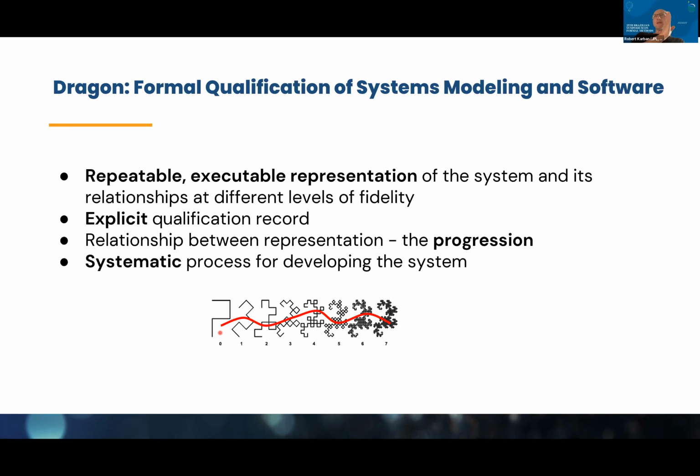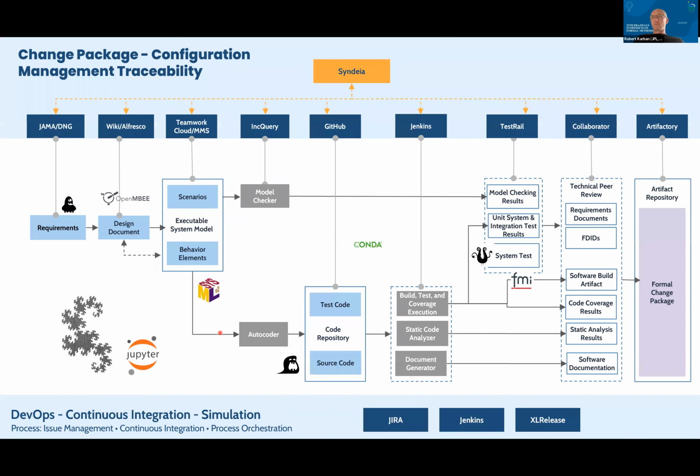Our belief is that if we pursue the systematic qualification with these digital pipelines, we get that qualification record out of the box. With the change package management and the pipelines that produce the artifacts, we have that trace throughout the life cycle of the system development. That gives us a systematic process to develop the system. And this is what we envisage as the Dragon architecture.